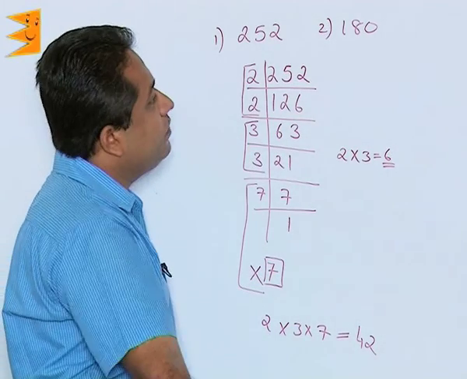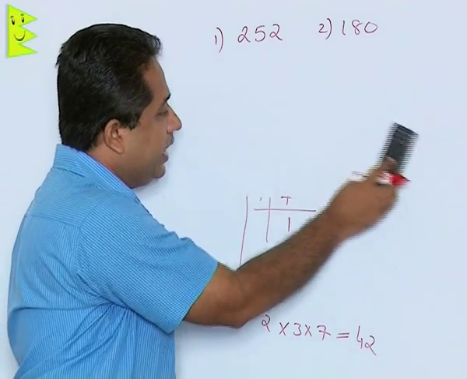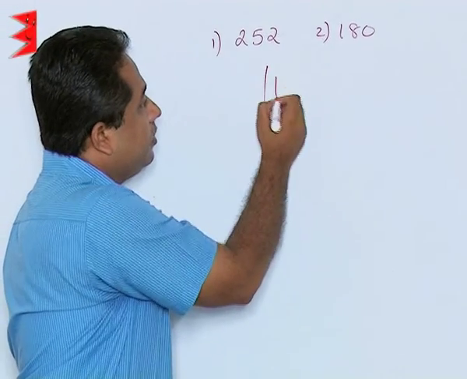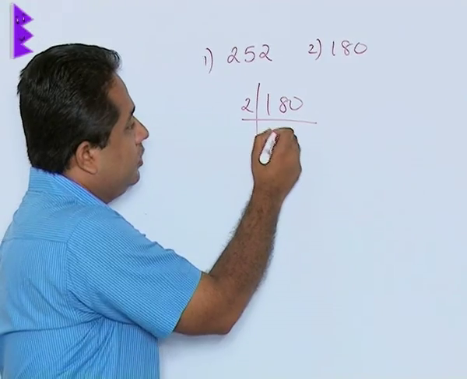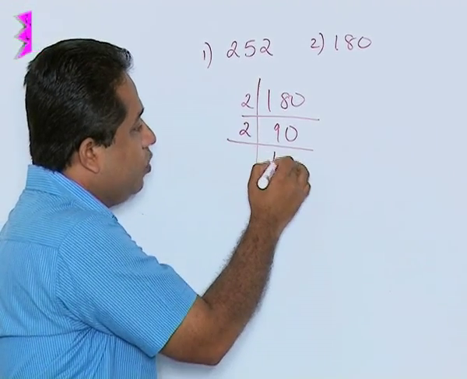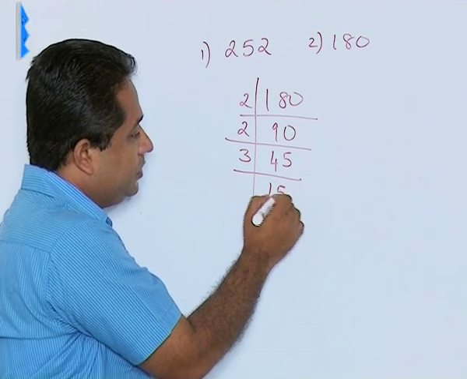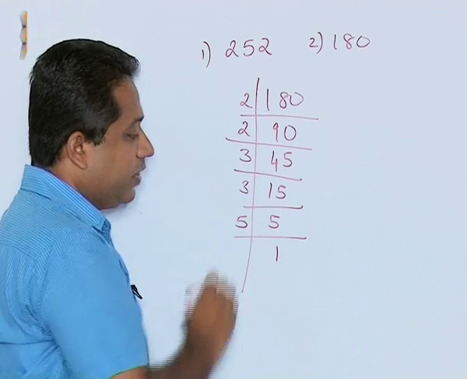Now the same procedure we are going to repeat for 180. So find out the factors for 180. When we find out the factors for 180, starting with the lowest prime number 2, 2 goes 90 times, again 2 goes 45 times, 3 goes 15 times, 3 goes 5 times, and 5 ones are 5.